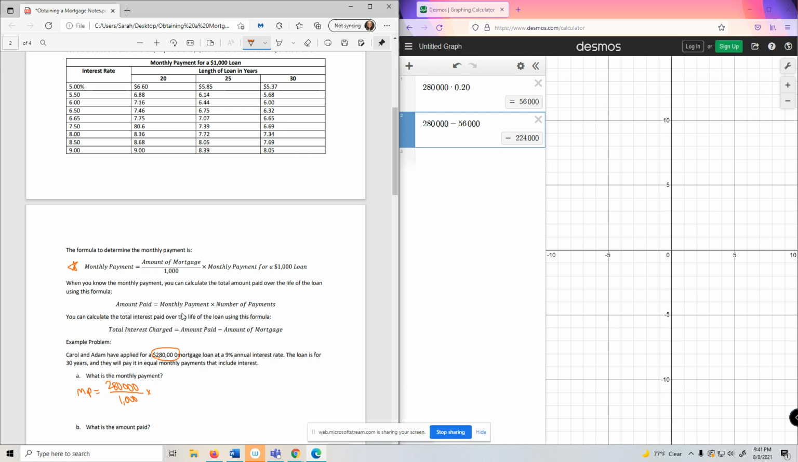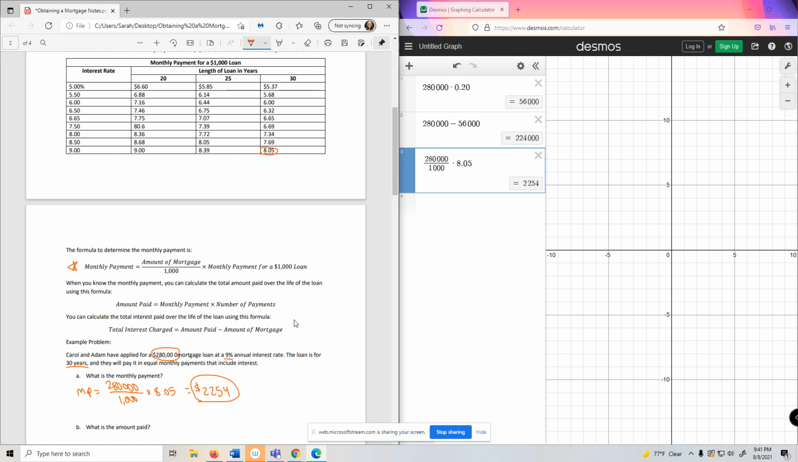The way we find the monthly payment for the $1,000 loan is we have a 9% annual interest rate for 30 years. So in the table, go to 9% interest rate in 30 years. The number we're going with is 8.05. So then let's do that all in Desmos. We can do it in one step. 280,000 divided by 1,000, arrow over, times 8.05 gives us $2,254. That is how much each monthly payment will be for.